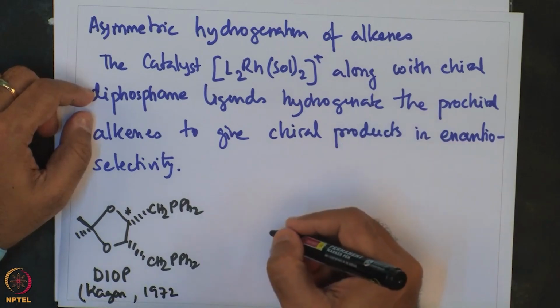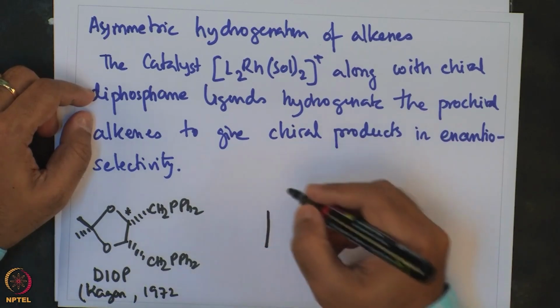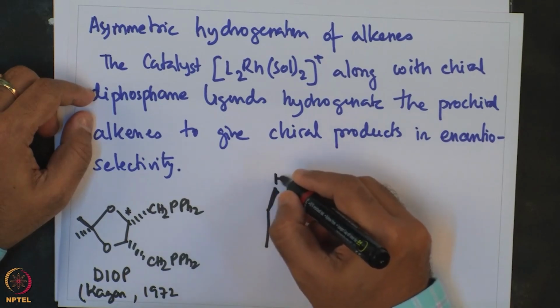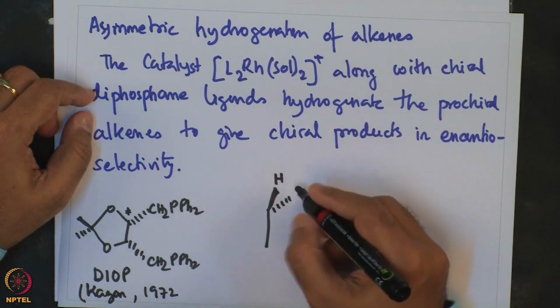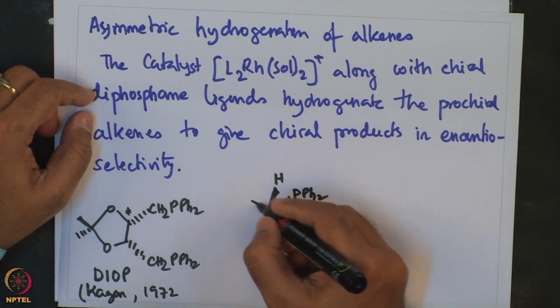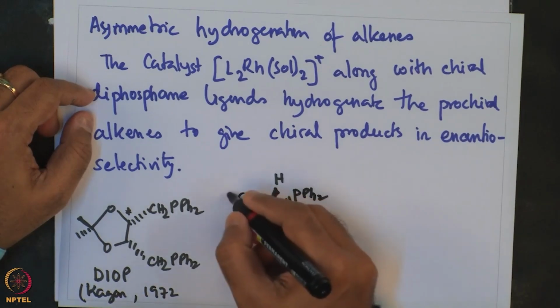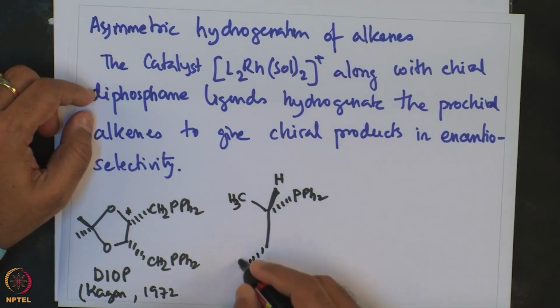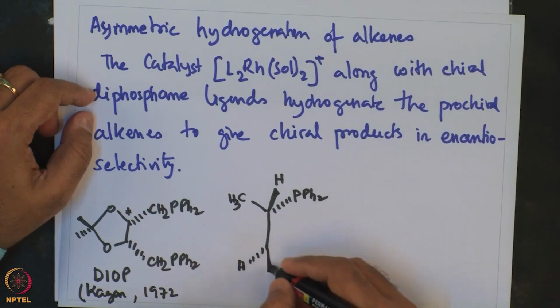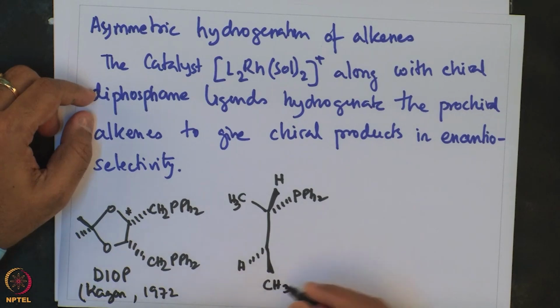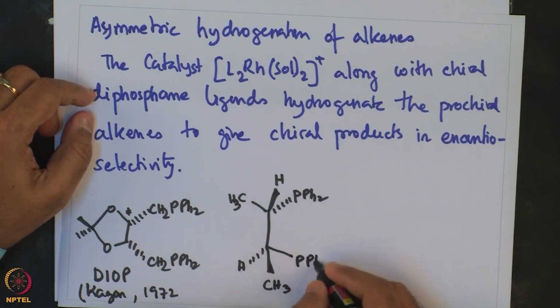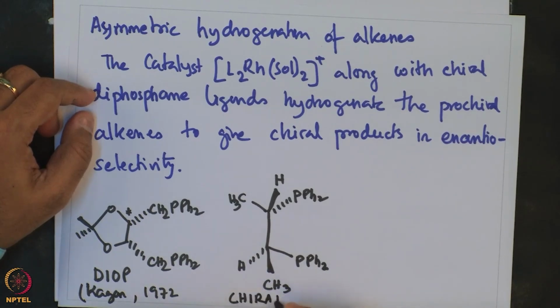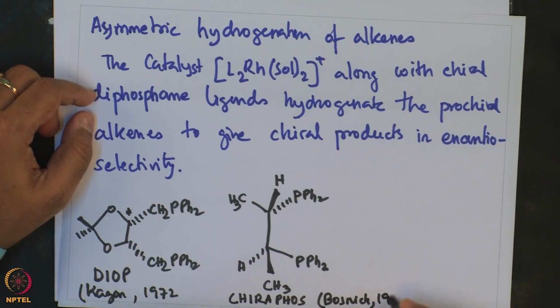Another important ligand is chirophos, which has H, PPh2, methyl, H, CH3, PPh2, and this is chirophos, and this was reported by Bosnich in 1977.